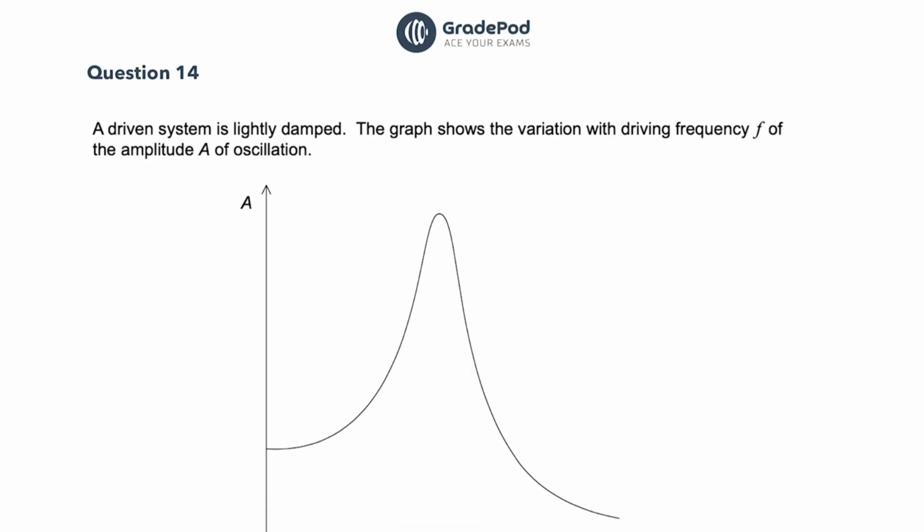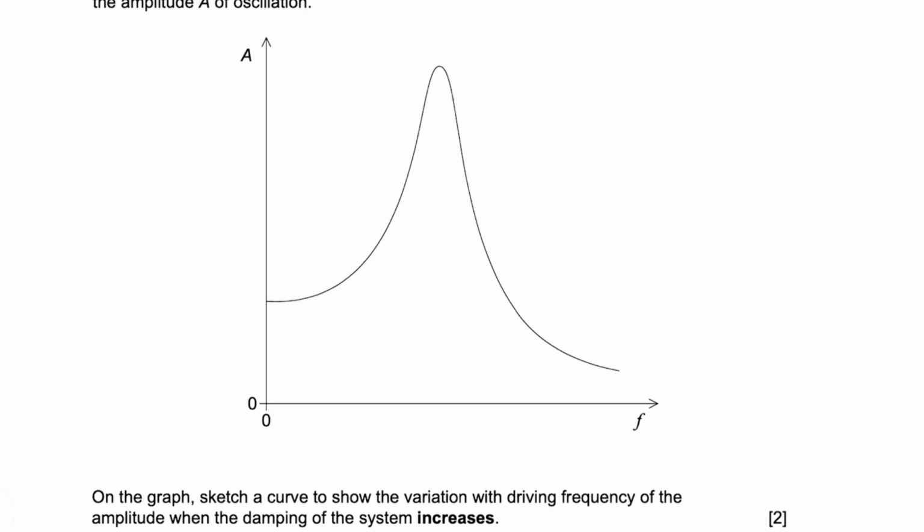Question 14. A driven system is lightly damped. The graph shows the variation with driving frequency of the amplitude of oscillation, and we're very comfortable with this graph. On the graph, sketch a curve to show the variation with the driving frequency of the amplitude when the damping of the system increases. Do you remember from step 1 when we talked about the damping getting more heavy, then actually the frequency of resonance decreases a little bit.